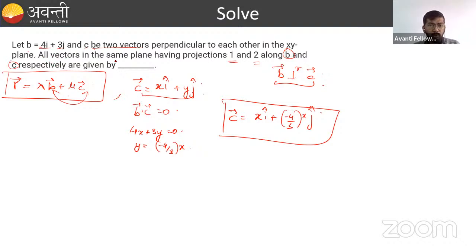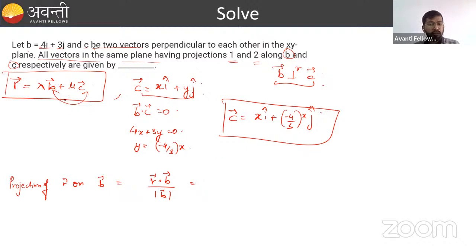Now projection of r bar on b bar is r bar dot b bar upon mod of b bar, correct. So what is r bar dot b bar?